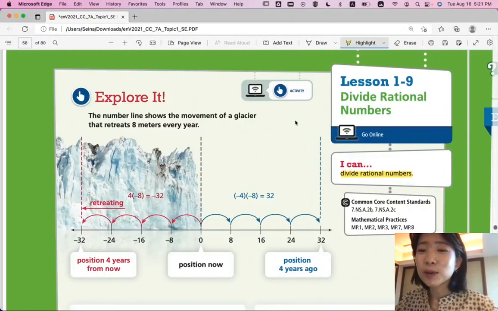Hi, this is Pre-Algebra Lesson 1-9, Divide Rational Numbers. In this lesson, we'll be able to divide rational numbers. Let's start with Explore It.